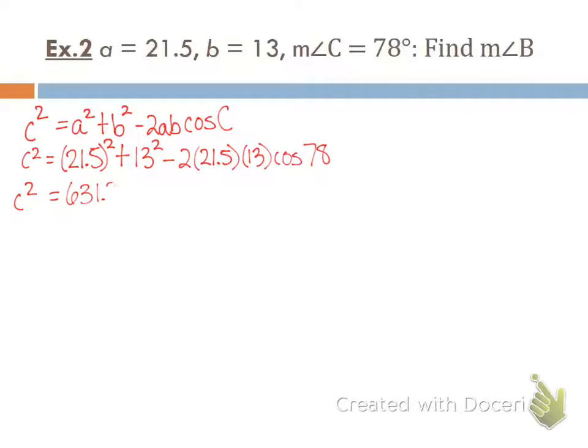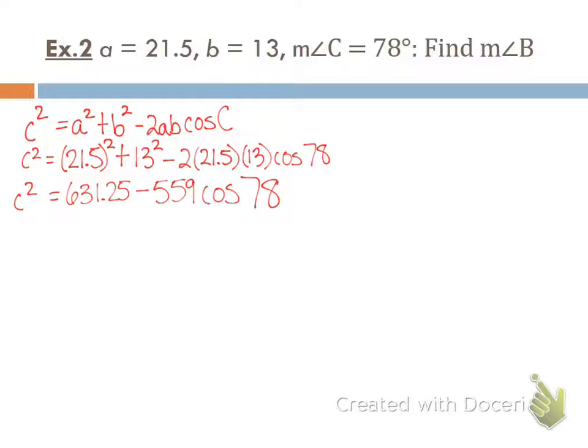Okay, 631.25 minus 2 times 21.5 times 13 gives me 559 cosine 78. Are we all okay there? Okay, now on this one, we might not be able to avoid the fact that we're going to have to round a little bit before the end.